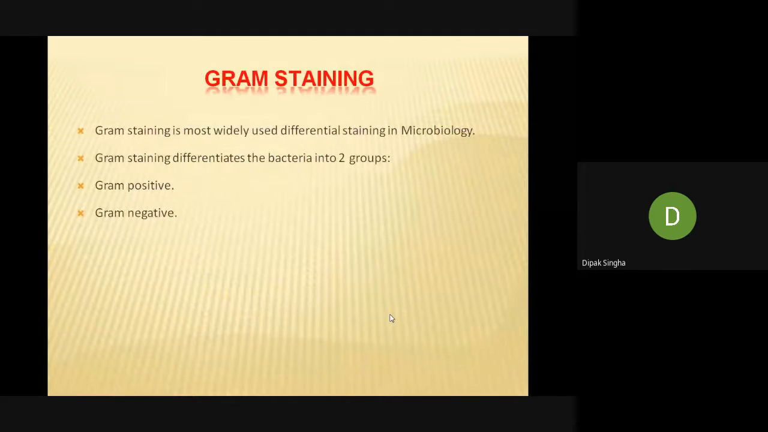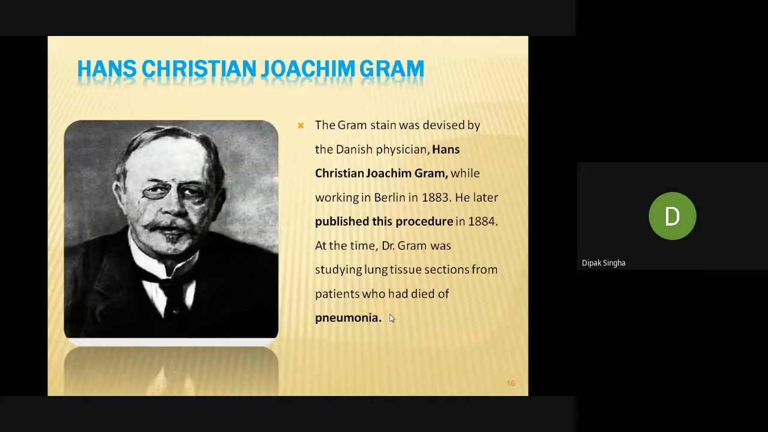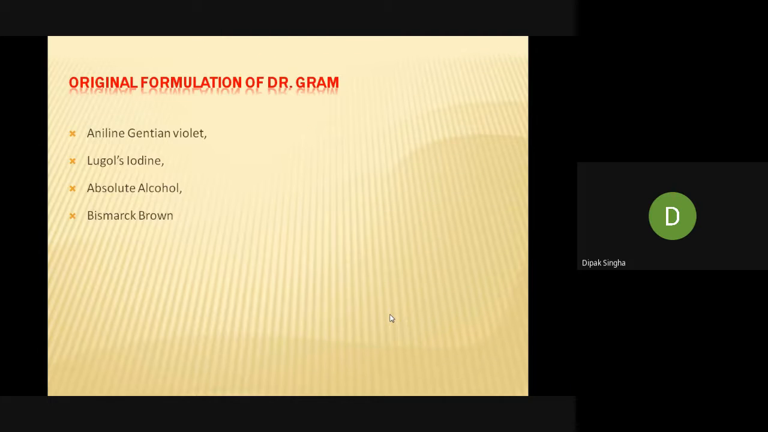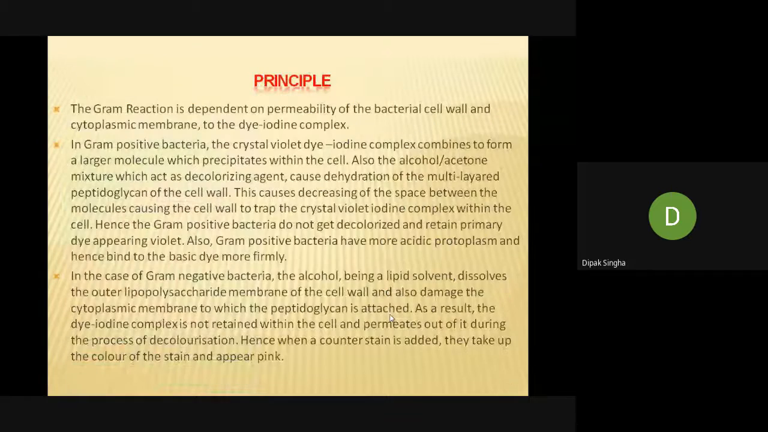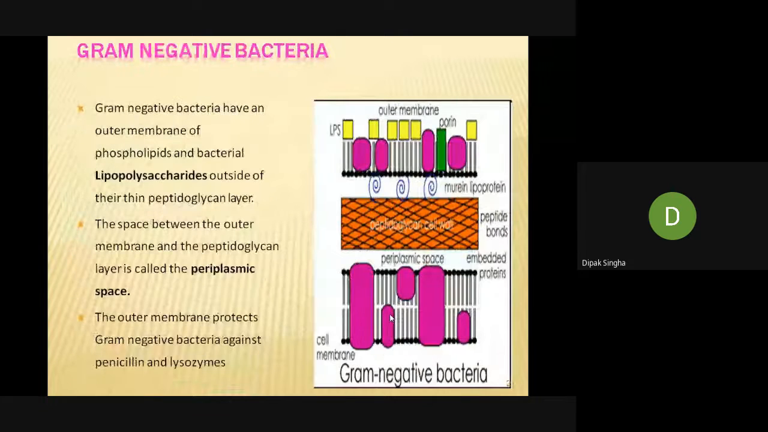Okay, simple staining procedure. This is the gram positive and gram negative procedure. These are the gram stain, I think you know. The gram staining was advanced by the Danish physician Hans Christian Gram. Lugol solution, absolute alcohol, and another which uses the safranin dye. So these are the procedures of the gram staining.